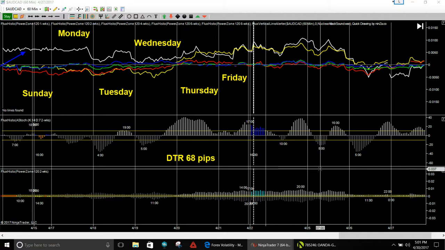Setting up here with the power zone. Let me show you what I do with the power zone with the 60-minute chart. This is the Aussie Canadian. The signals last week were spot on.